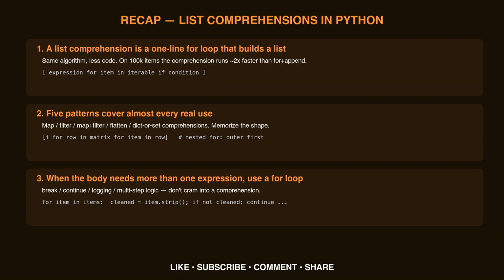Second, the 5 patterns: map, filter, map plus filter, flatten with nested fors, and dict or set comprehensions. Memorize the shape. You'll see it everywhere in modern Python.